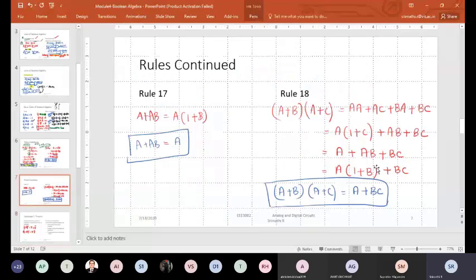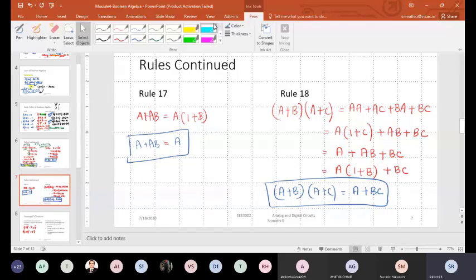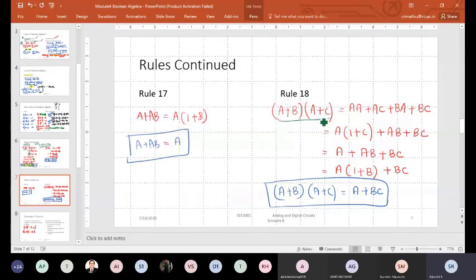A plus b. And rule number 17: a plus ab is equal to a. So here I can take a commonly out. 1 plus b is 1, we know that according to a Boolean algebra rule. So a plus ab is equal to a. And then rule number 18: ab plus ac is equal to, expand it. How will you expand? Use the distributive law: aa plus ac plus ba plus bc, and again take this a commonly out, a into (1 plus c) plus ab plus bc.